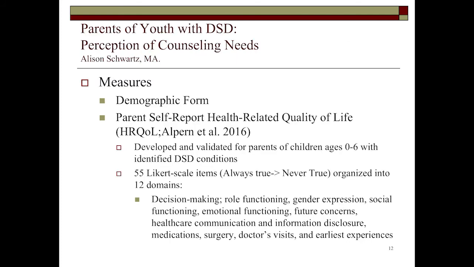The measures were a demographic form, and we used a parent self-report health-related quality of life for DSD form that was developed by Alper et al. in 2016. It was validated for parents of children ages 0 to 6 with identified DSD conditions. It's a 55-item Likert scale measure with 12 different domains, including decision-making, role functioning, gender expression, social functioning, and healthcare communication.